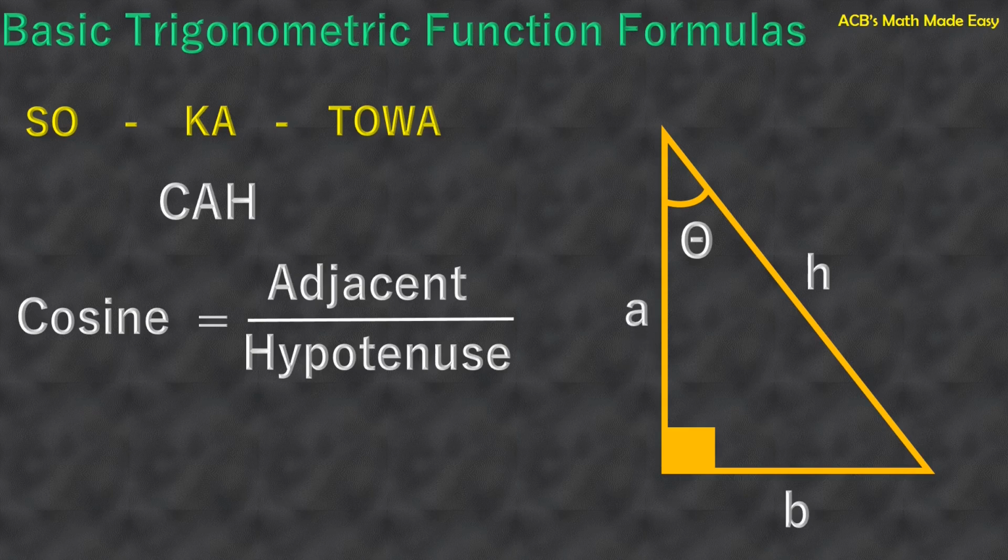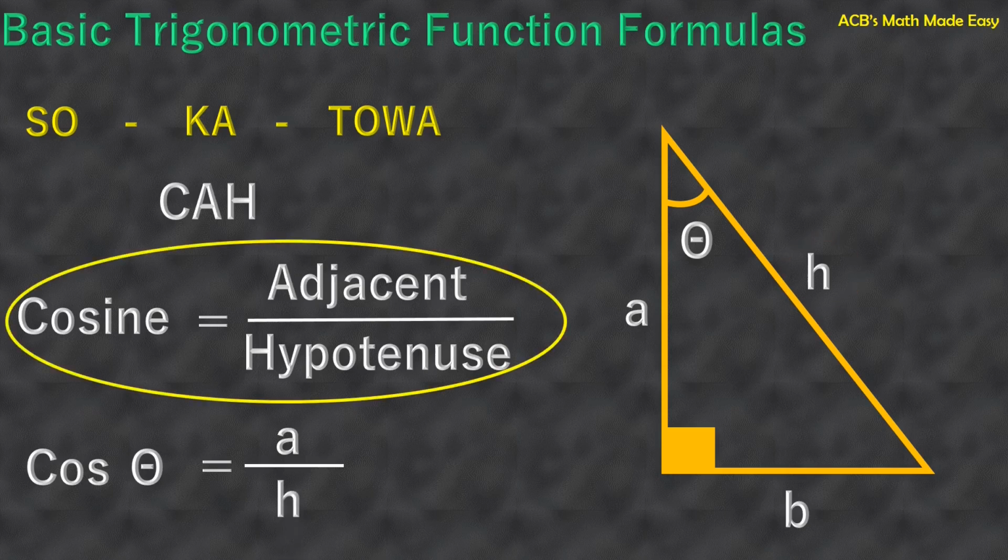We will apply the formula. Cosine theta equals, what is the adjacent of theta? Yes, A, the adjacent of the right triangle, over, what is the hypotenuse? Yes, H, hypotenuse. You have already memorized the formula of cosine. Cosine equals adjacent over hypotenuse.